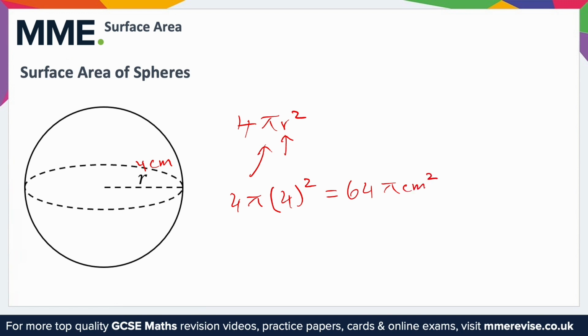Or if you wanted to give it to an exact number, you would have to stick this in your calculator, which gives you, to 2 decimal places, 201.06 centimeters squared. Again, you don't need to know how this is deduced. There is a method of deducing it, of course. However, you don't need to know that. You just need to know how to use this equation.